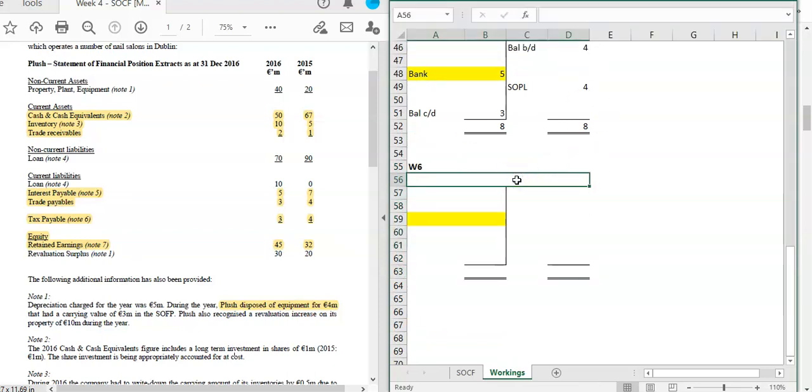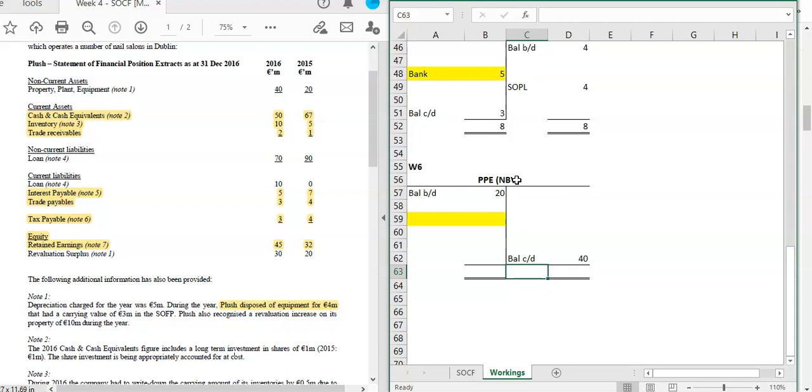There's no problem at all. PP, be careful now, remember this is net book value. So we're looking at cost and accumulated depreciation together. Your balance brought down, opening balance was 20, and your closing balance carried down is 40. So we need to explain how did property, plant and equipment get from 20 to 40? The plug figure will be the acquisitions during the year.